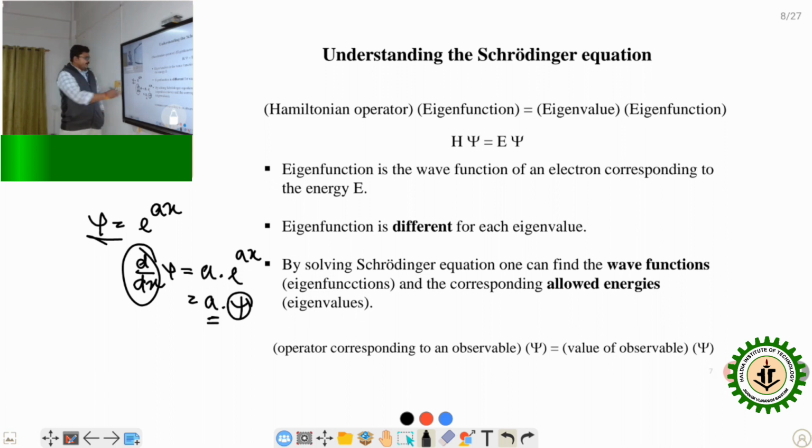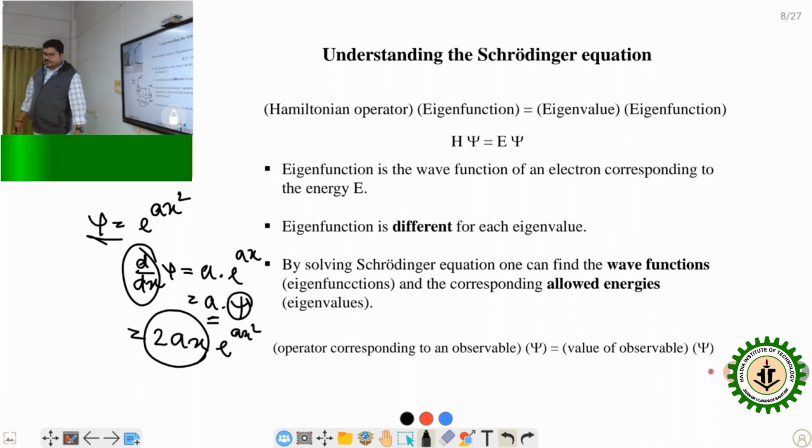But if I say the wave function psi is equal to e to the power ax square, then instead of a I get 2ax into e to the power ax square. In that case also I get the same wave function, but since this is not a constant and it depends on the value of x, I cannot say psi is equal to e to the power ax square is an eigenfunction. So in most of the cases we are dealing with the Schrodinger wave equation, which is an eigenfunction equation.